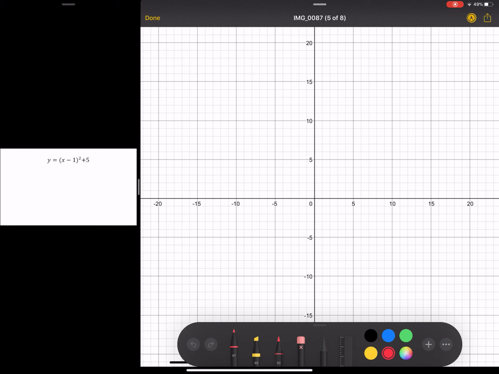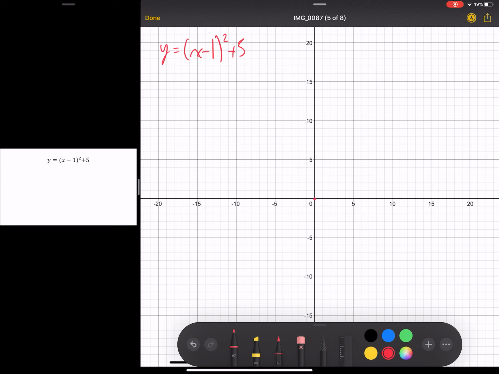Okay, this is part 2 of graphing quadratic equations. Now that we know all the rules, this is just a practice video. So first we're going to do y equals (x minus 1) squared plus 5. We're practicing drawing it.